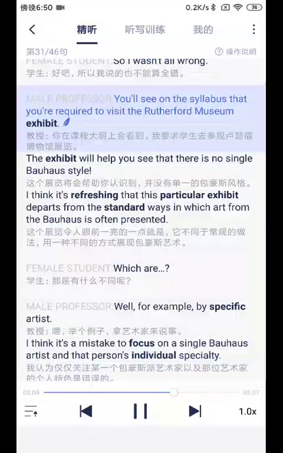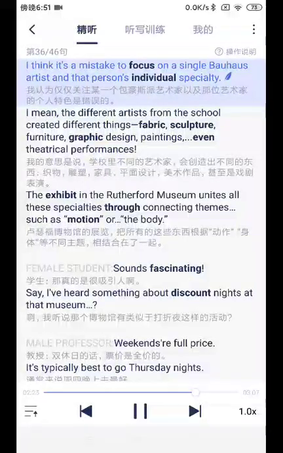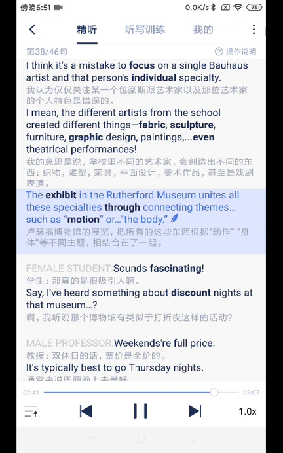You'll see on the syllabus that you're required to visit the Rutherford Museum exhibit. The exhibit will help you see that there is no single Bauhaus style. I think it's refreshing that this particular exhibit departs from the standard ways in which art from the Bauhaus is often presented. Which are? Well, for example, by a specific artist. I think it's a mistake to focus on a single Bauhaus artist and that person's individual specialty. I mean, the different artists from the school created different things: fabric, sculpture, furniture, graphic design, paintings, even theatrical performances. The exhibit in the Rutherford Museum unites all these specialties through connecting themes, such as motion or the body.